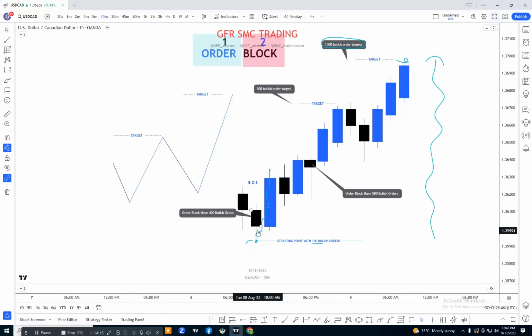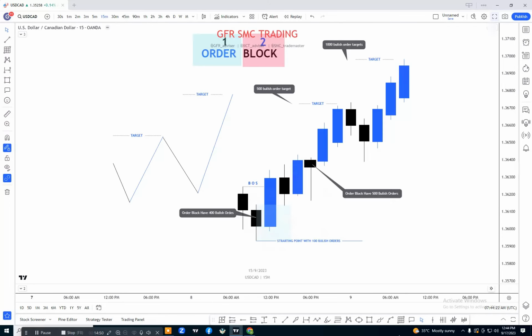If we look at this point, after the confirmation of the breakout of structure, we will simply mark our last selling candle before this buying move, which candle was here. Now what has the market done here? If you see the comment, this candle has 400 bullish orders. The market already has 100 bullish orders. This candle will provide 400 bullish orders.